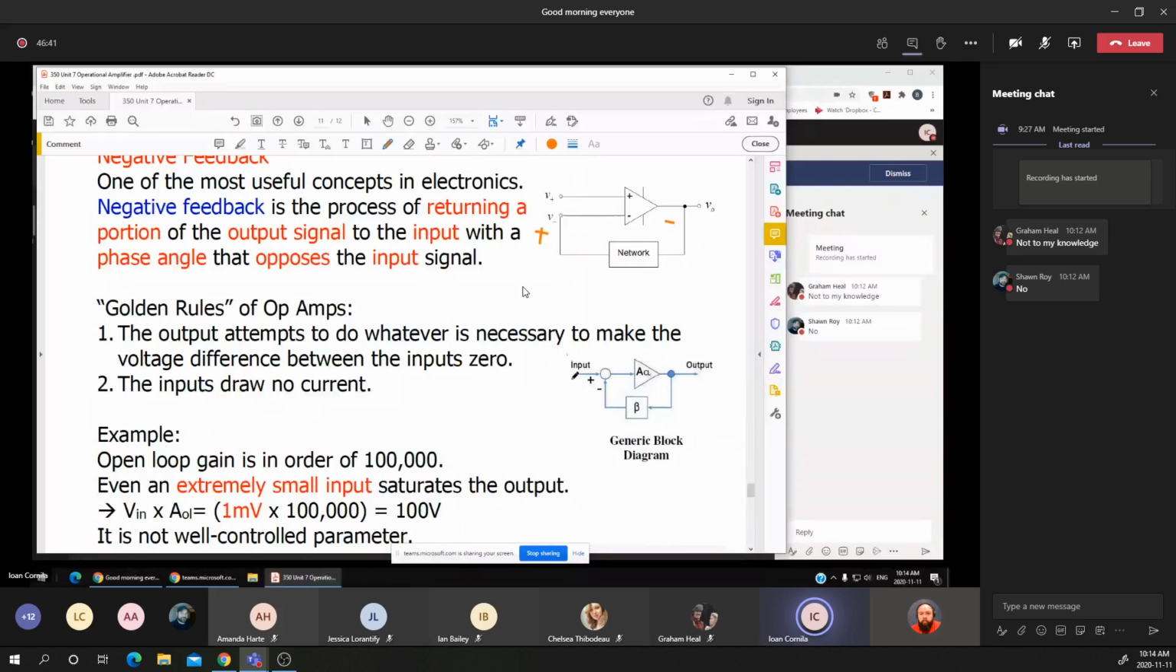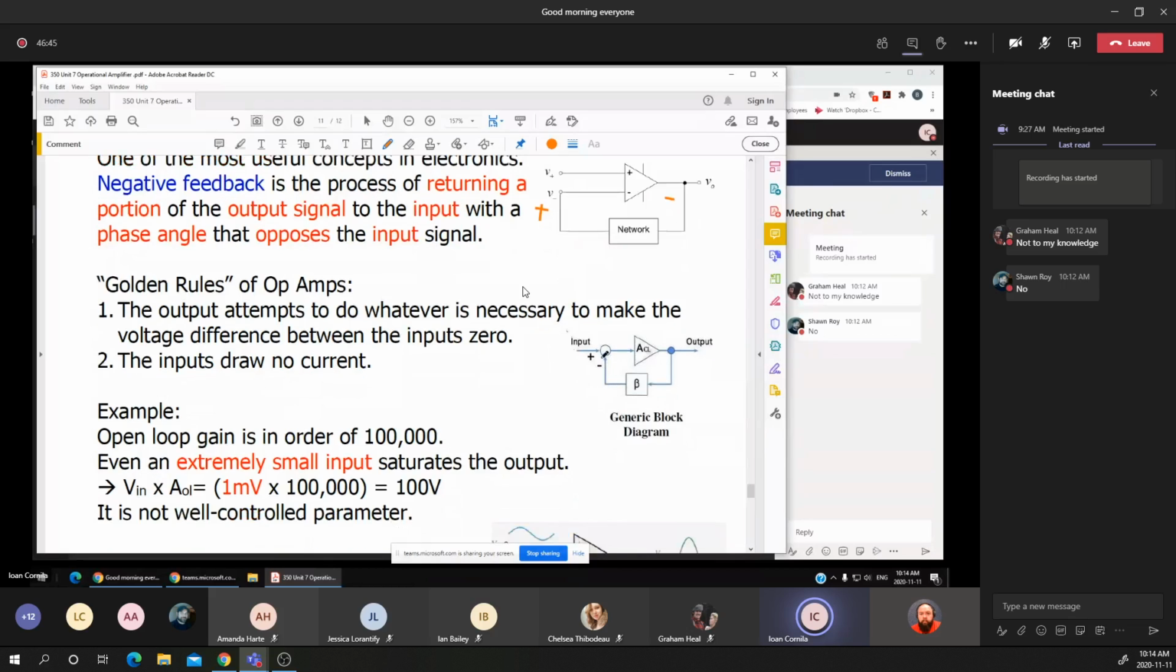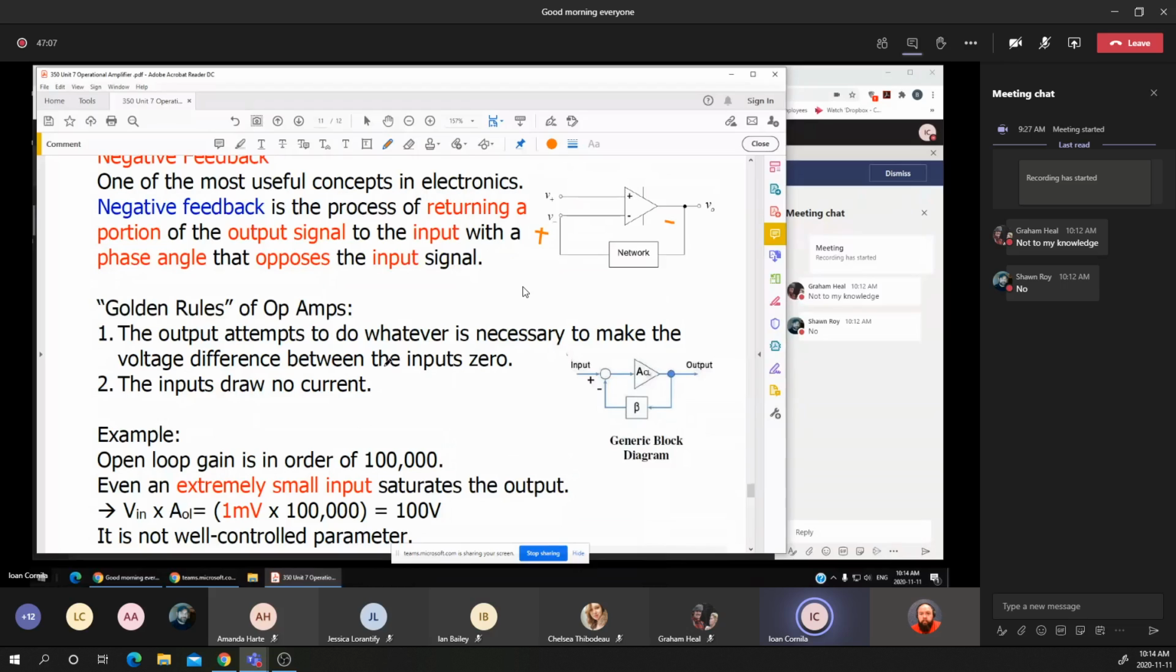You notice that there is always an opposite phase, or the two signals are having the opposite values, the positive and the negative, or vice versa. If the input signal is positive, the output signal is negative, if the input signal is negative, the output signal is positive. Now in the op amps, we have to make an assumption. That's why I define the golden rules for op amps.